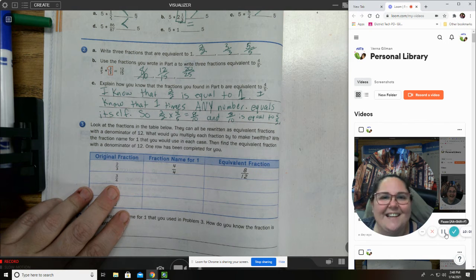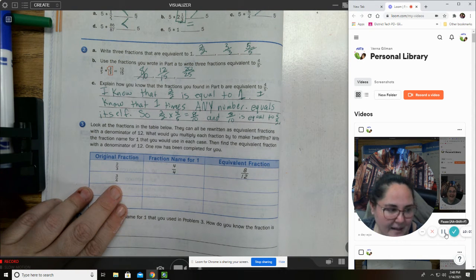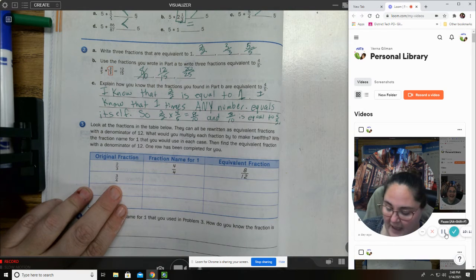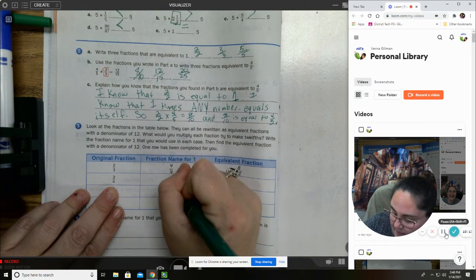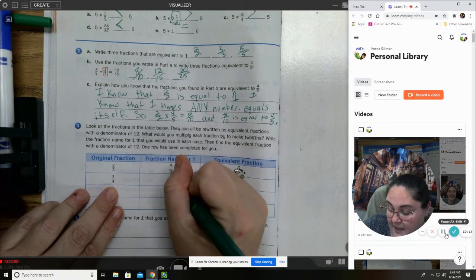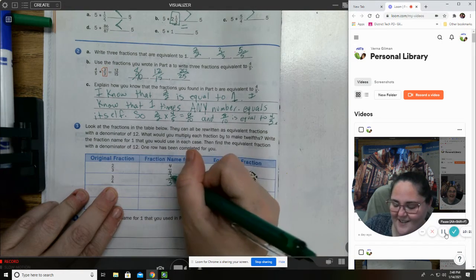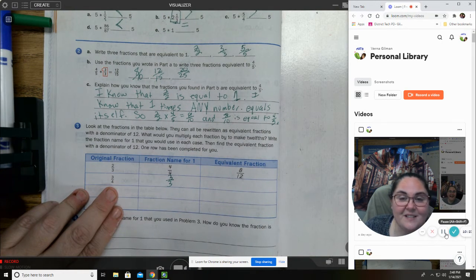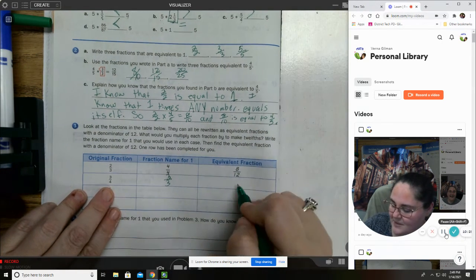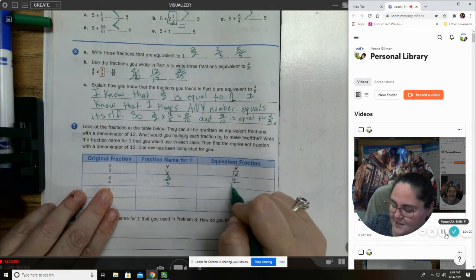What number do I multiply the denominator by in order to make it into 12? Well, I know that 4 times 3 equals 12, and I know that whatever you do to the bottom, you do to the top. Do you understand why we do that now? Because we're multiplying by 3/3. All right, 3 times 3 is 9, 4 times 3 is 12.